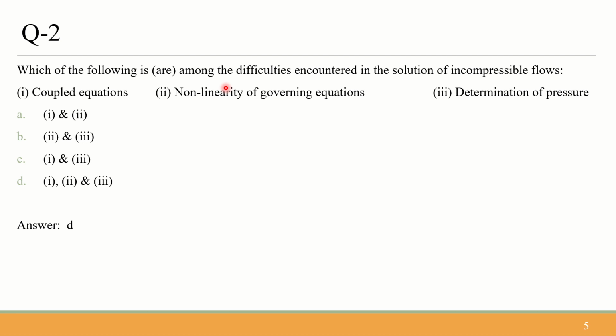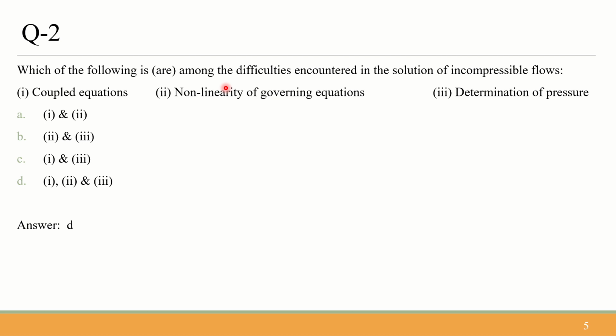So the first option is coupled equations. For a fluid flow, what are the equations we would be solving? We would be solving the continuity equation and the momentum conservation equations, or the Navier-Stokes equations. In the Navier-Stokes equations, there is a pressure and there is a velocity. So pressure-velocity coupling exists. And since it is an incompressible flow, density would be assumed as constant, and it can be taken out separately.